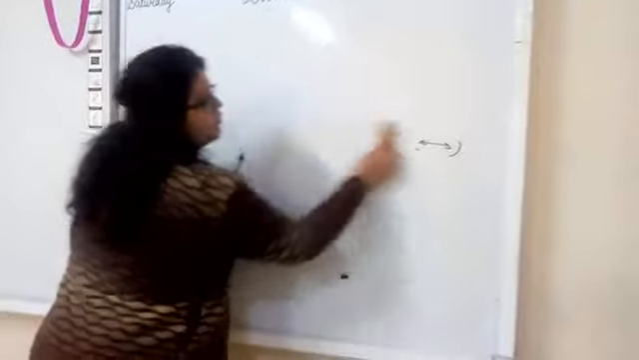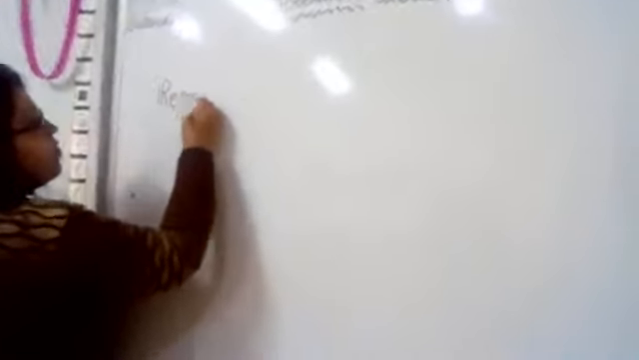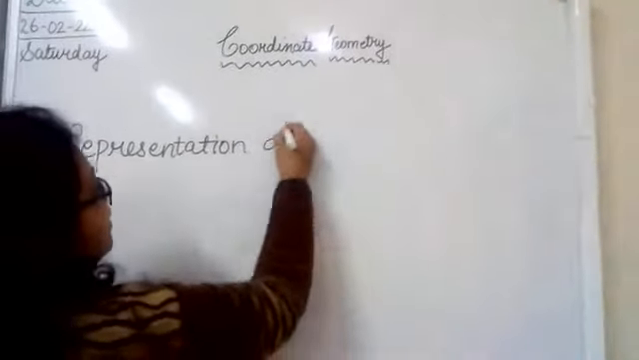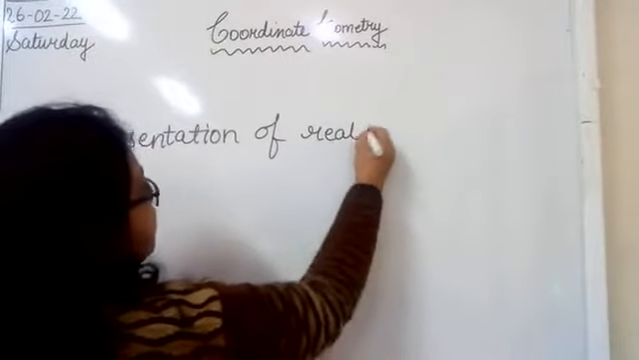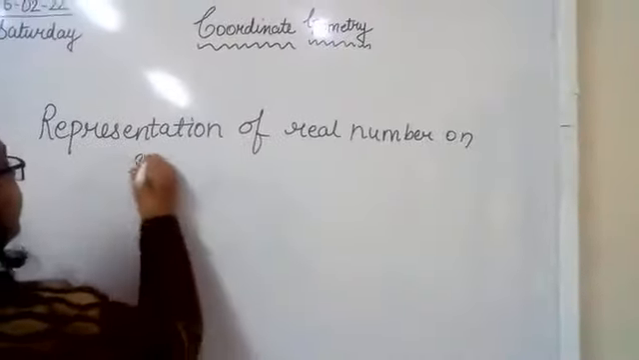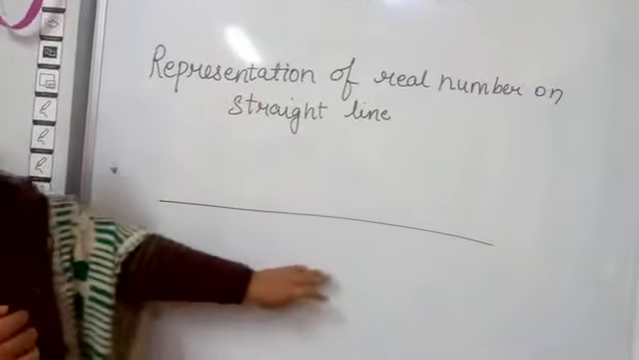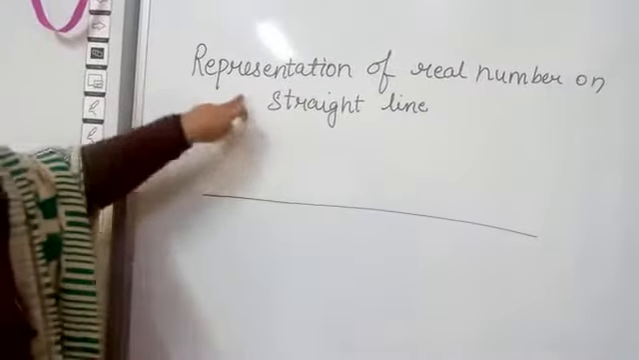Now students, we are going to see one of the most important and most basic topics: representation of real numbers on a straight line. So for that, we will draw one straight line. Okay, here you can see I have drawn one straight line. Now we have to represent the real numbers.